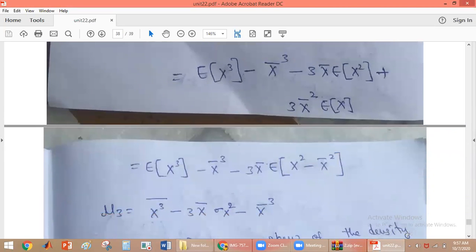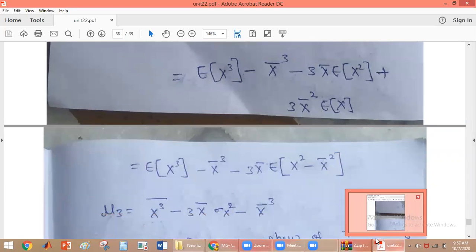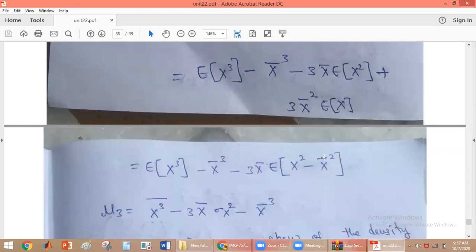And x bar cube, and we get 3x bar. What is expectation of x square? Here we get expectation of x square minus x bar square. Again expectation of x is nothing but x bar. Now we get 3x bar cube. Now 3x bar, if you take common, we get expectation of x square minus x bar square.